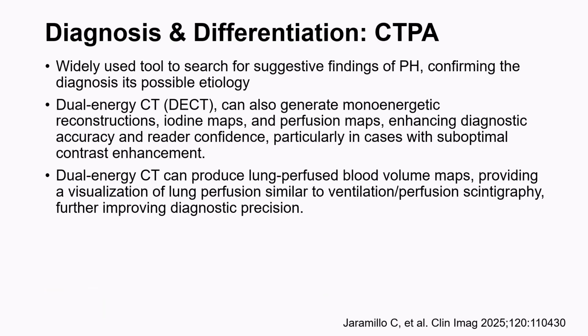And the CTPA can be used in the diagnosis and differentiation. CTPA is a widely used tool to search for suggestive findings of PH, confirming the diagnosis and, if possible, the etiology. Dual energy CT can also generate monoenergetic reconstruction, iodine maps, and perfusion maps, enhancing diagnostic accuracy and reader confidence, particularly in cases of suboptimal contrast enhancement.